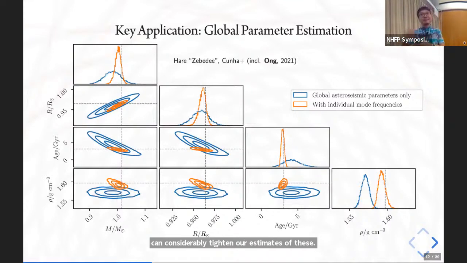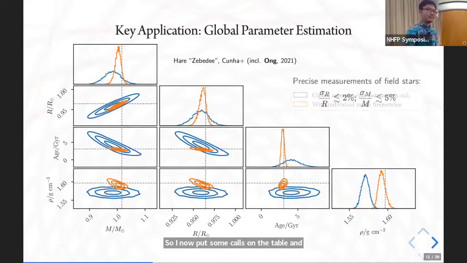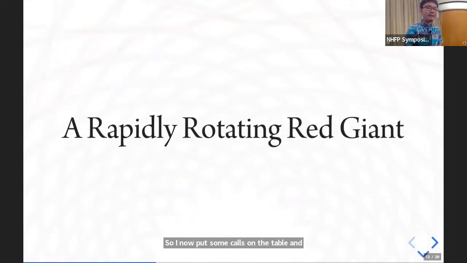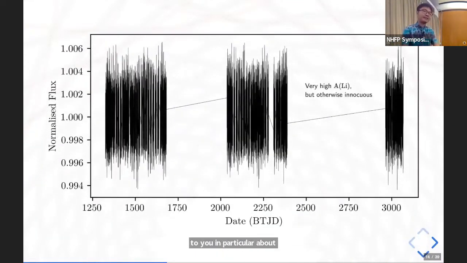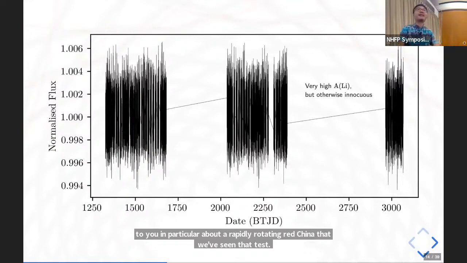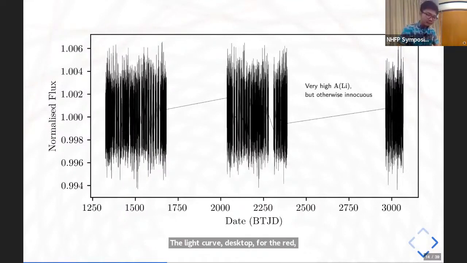So I've now put some cards on the table, and I want to talk to you in particular about a rapidly rotating red giant that we've seen in TESS. The light curve, the TESS light curve for the red giant seems fairly innocuous, but the reason why we looked at the star at all is because it has a very high lithium enrichment, right?